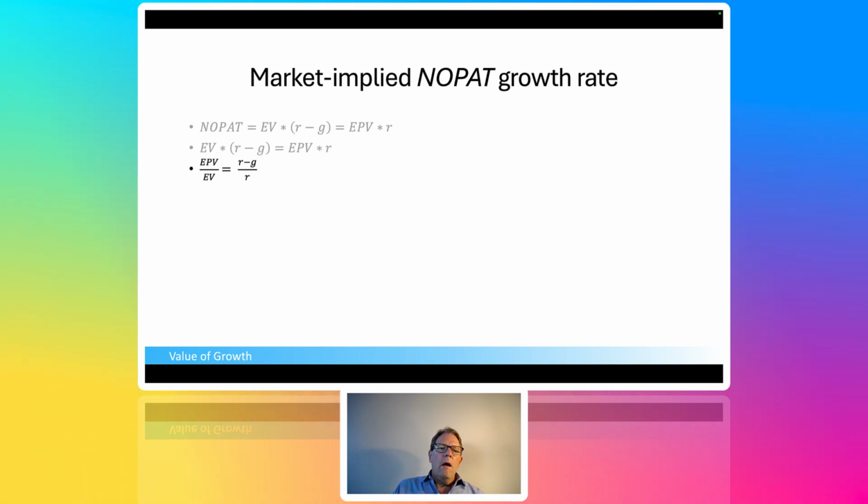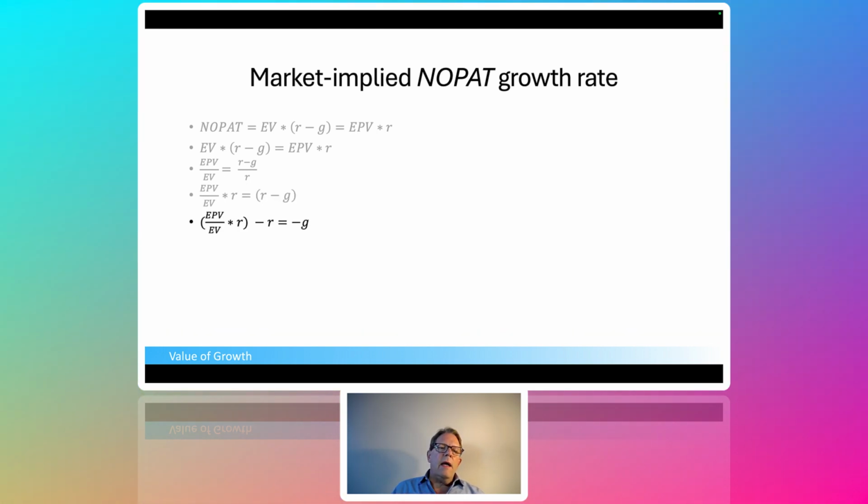Okay, cool. Now, if I just manipulate this equation, I divide both sides by EV and I divide both sides by R, I end up with the equation: EPV, earnings power value, divided by EV equals R minus G over R. All right, keep going. Take R and put it on the left side of the equation. So I know earnings power value divided by EV, which is effectively what percent of my enterprise value is made up of my earnings power value, times R, my discount rate, equals the difference between R and G, R minus G.